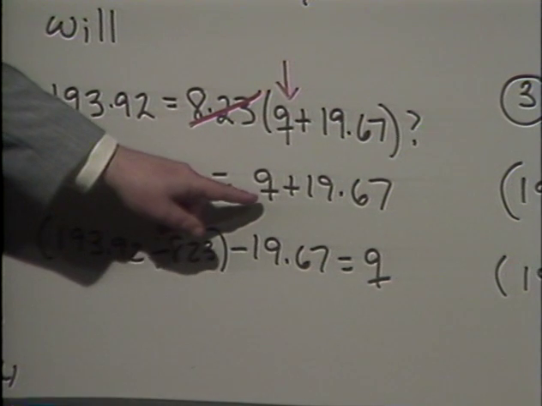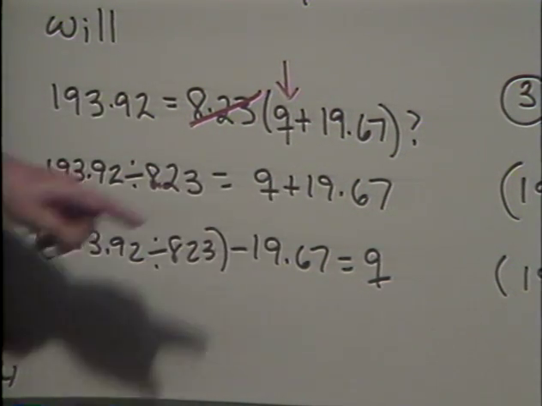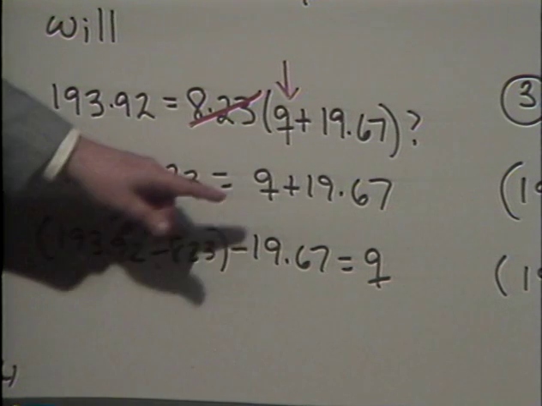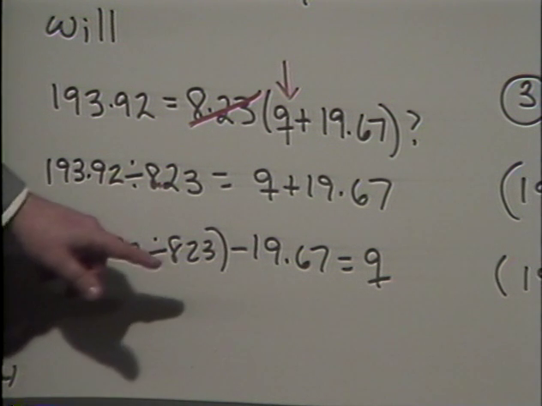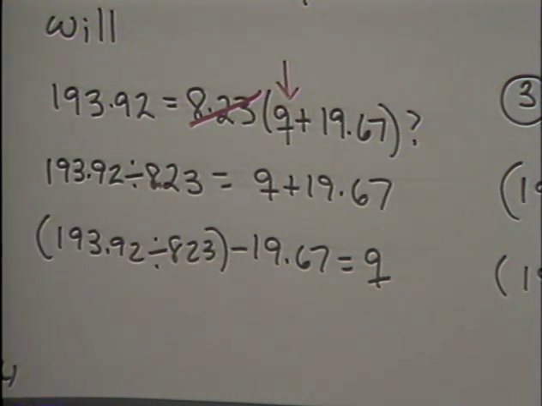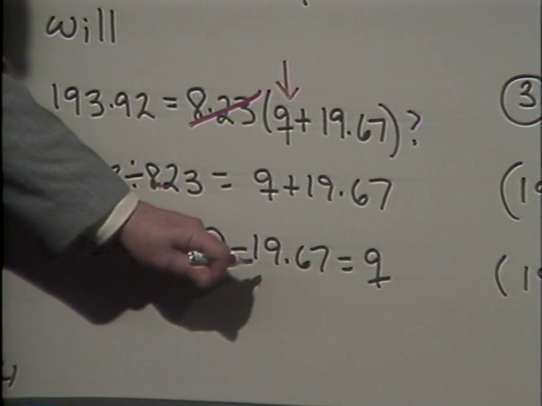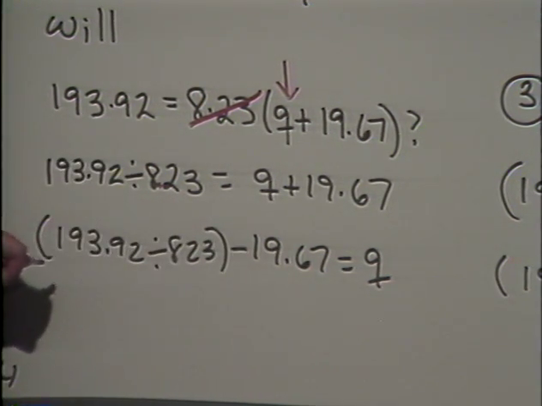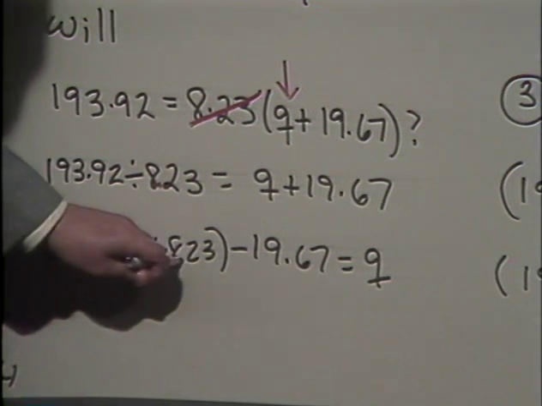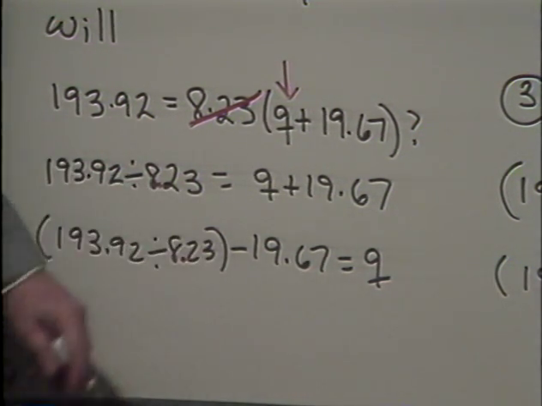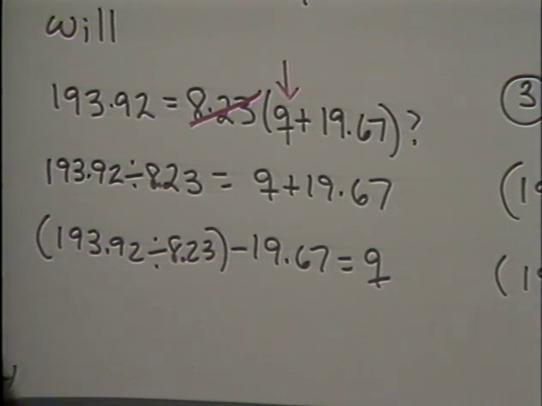Now what I say is, I want q by itself. I'm adding 19.67, so to undo adding 19.67, I have to subtract 19.67. And if I subtract 19.67 from one side, I have to subtract 19.67 from the other side. Therefore, I simply take 193.92, divide that by 8.23, subtract 19.67, and whatever I get, that's the answer to the problem.